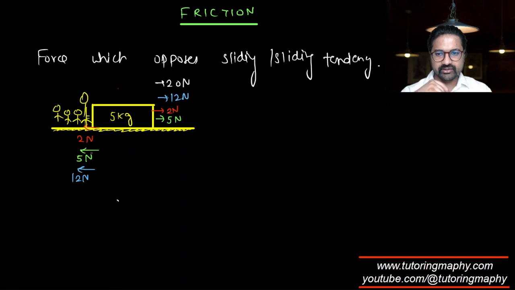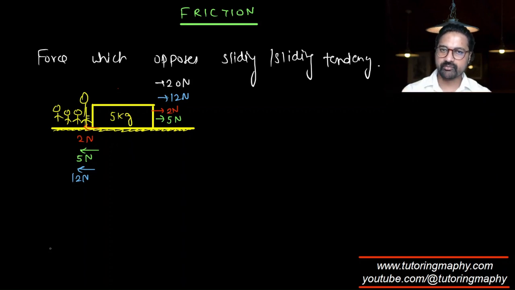The question is, when the 20 Newton force is exerted, will the friction force still be 12 Newton? This is what we have to learn, and this is where the types of friction come in. I'm not going to answer that right now. I'm first going to introduce the types of friction, and then I will answer that question. I hope you understand what friction is. Friction is anything which opposes the sliding tendency.